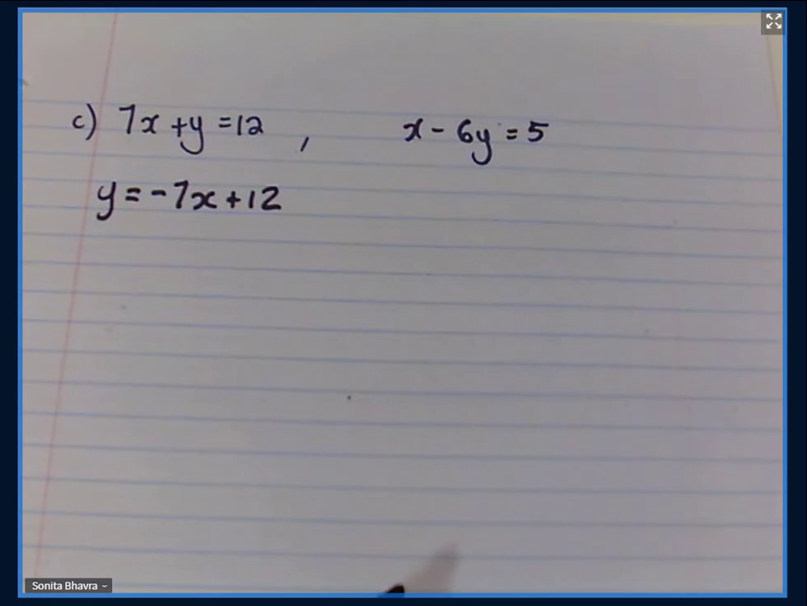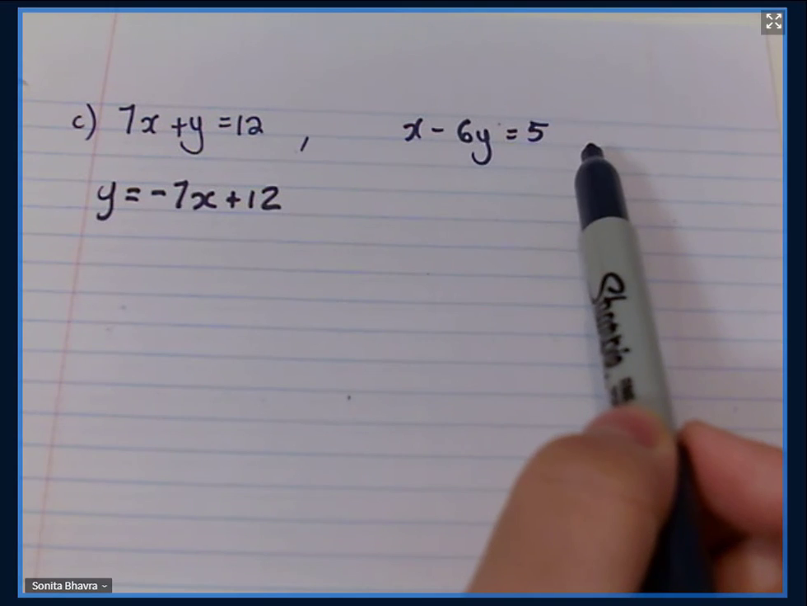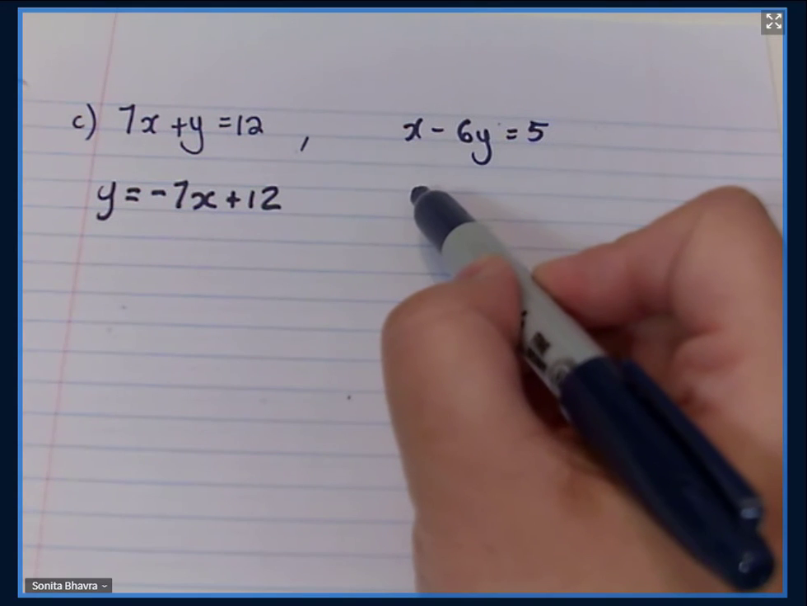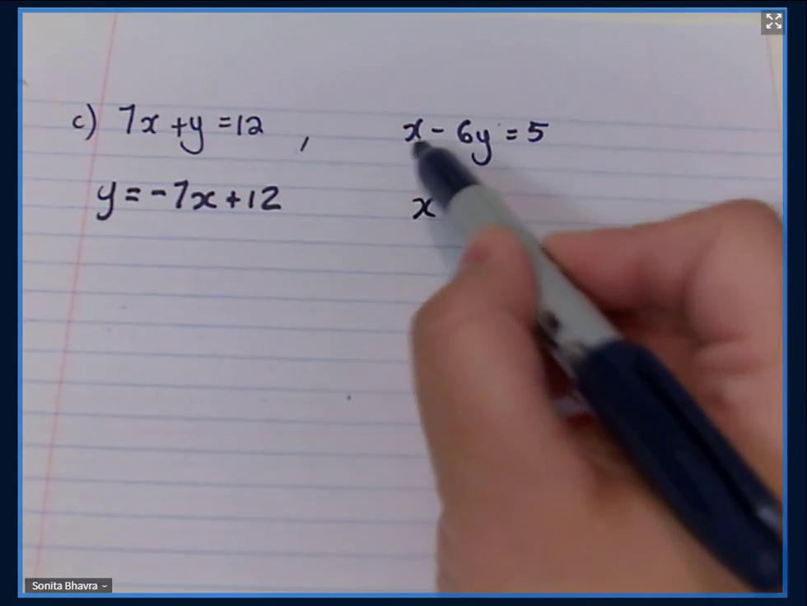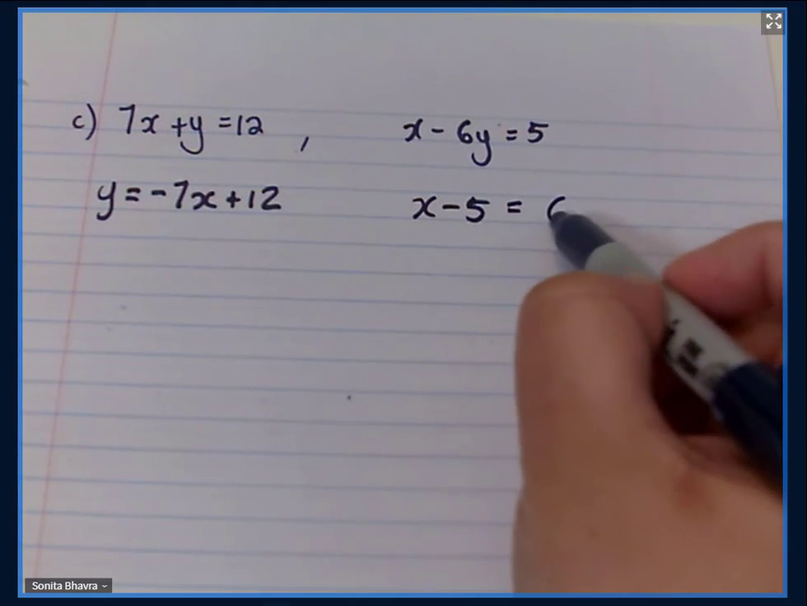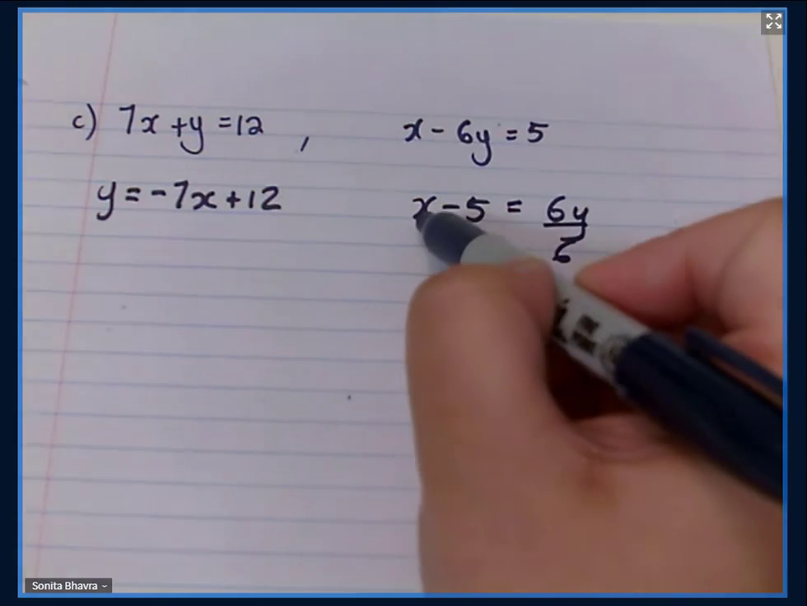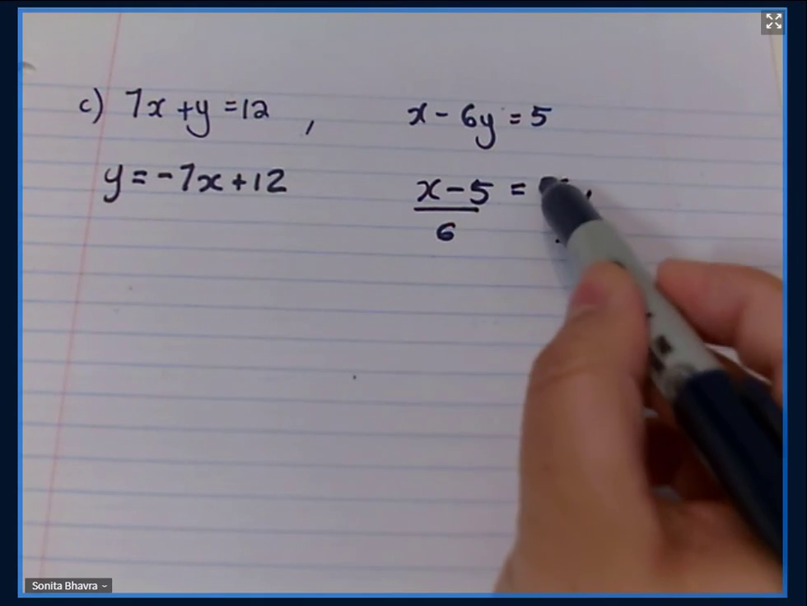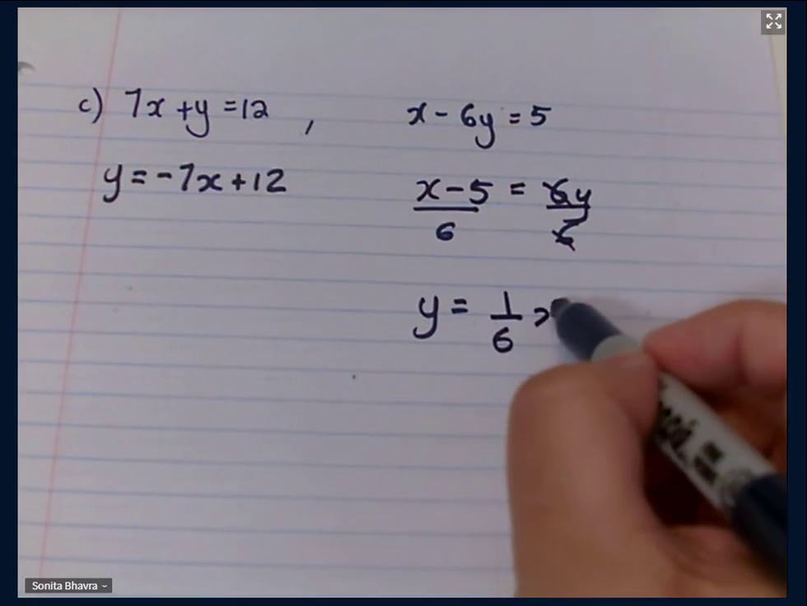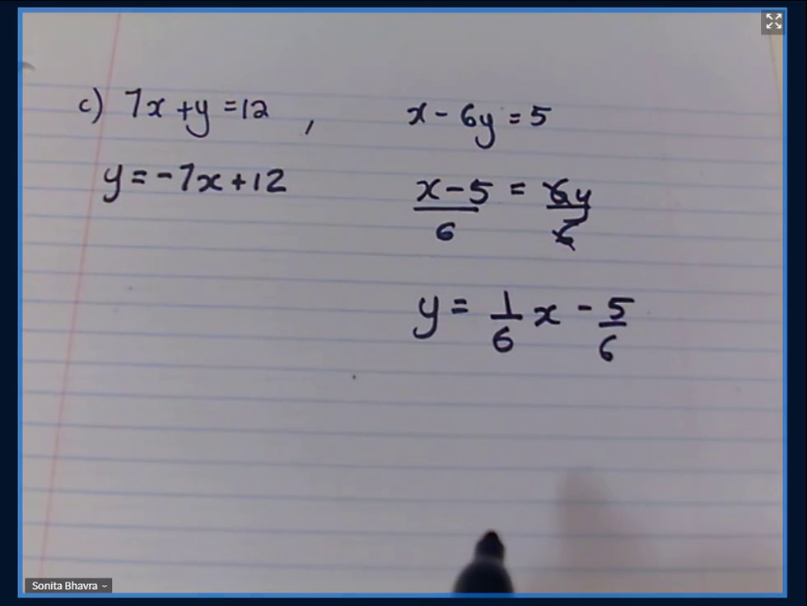On this side, I'll bring this negative 6y over to this side, and I'll bring the 5 eventually onto this side. So I end up with x, I'm going to bring 5 over to this side, so I'll subtract the 5, and it equals 6y. And then I just have to divide by 6 on both sides. So it looks like this. And it leaves me with y equals 1 over 6x minus 5 over 6. There we go.